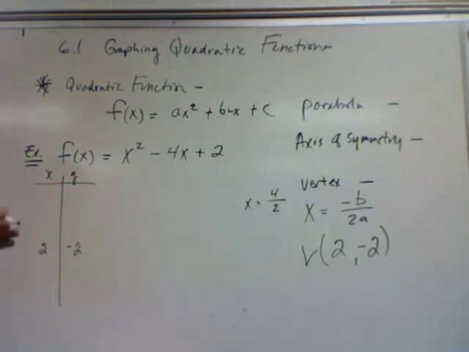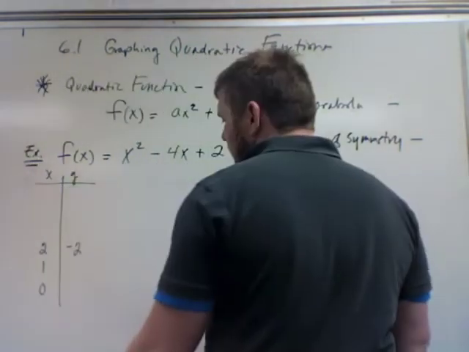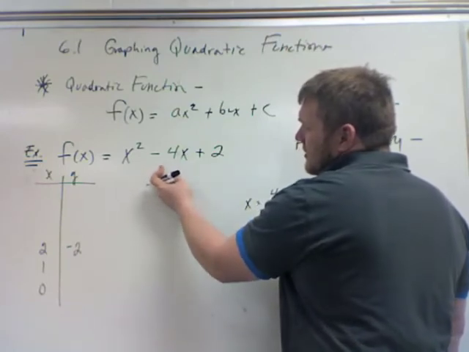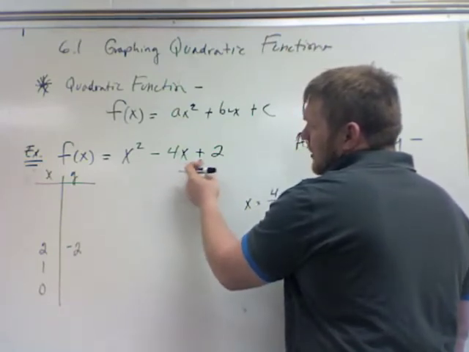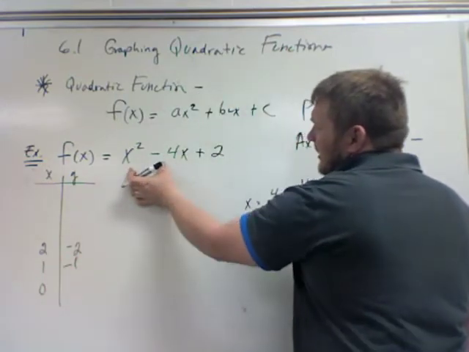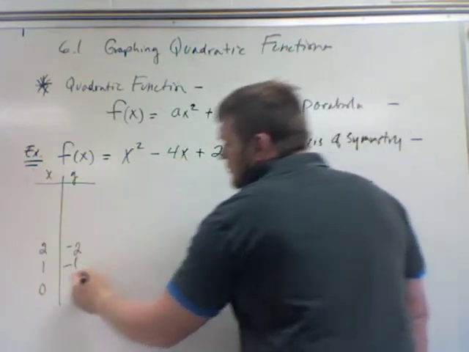In this particular case, I'm just going to use certain values to one side of it. What I mean by that is I'm just going to use 1 and 0. When I plug 1 in up here, I get 1 minus 4, which is negative 3, plus 2 is negative 1. When I plug 0 in, I get 0, 0, plus 2.